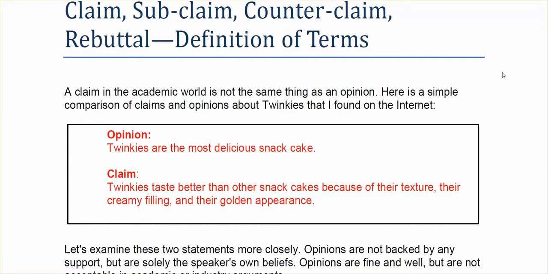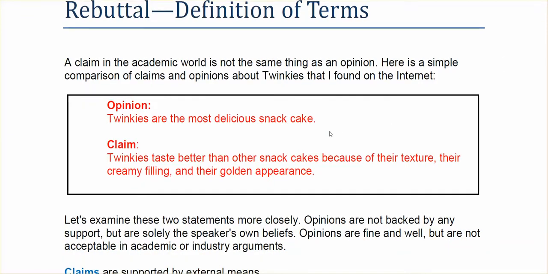Hey everyone. In this brief overview, we're going to look at some of the terminology that we're going to use throughout the semester in relationship to arguments. So you've already heard me mention the word claim. So we're going to look at claims, subclaims, counterclaims, and rebuttals. These are the four tasks that you have when you put together any argument, regardless of what kind of class you're in. All arguments should have these elements to them.